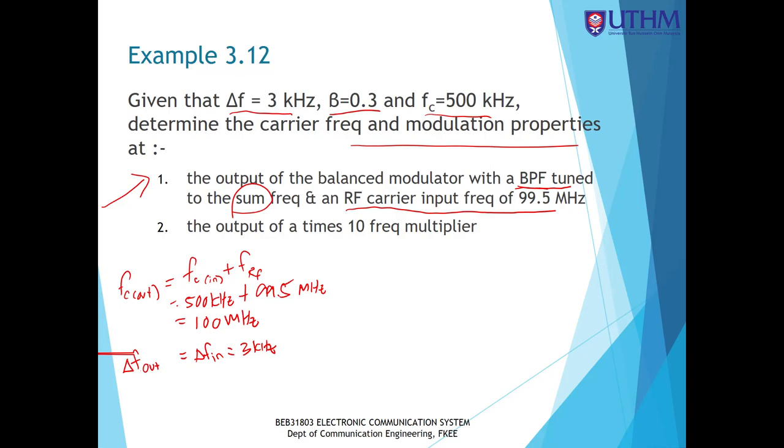And then we can find beta F or M. Previously, it used the symbol of M. So beta F out is equal to beta F in, which is equal to 0.3. And then you can also determine the FM out. The modulating signal at the output remains the same as the modulating signal from the input. Here, how to find the modulating signal? So modulating signal is equal to delta F divided by beta F.